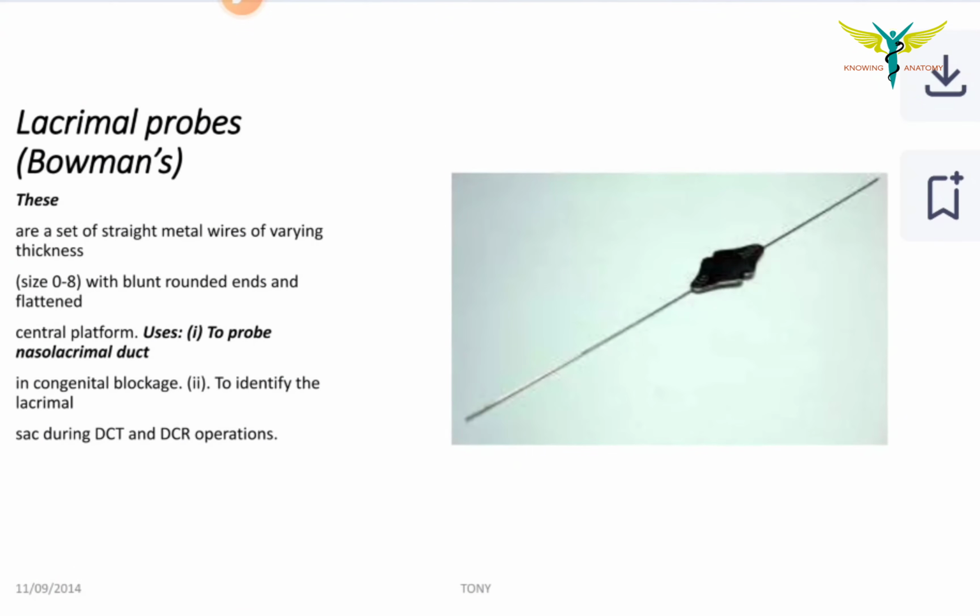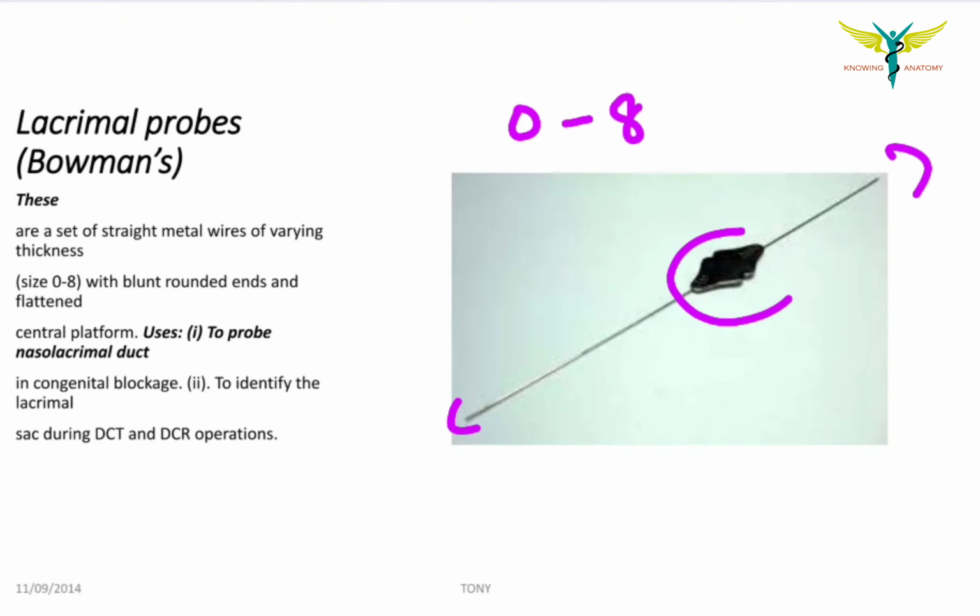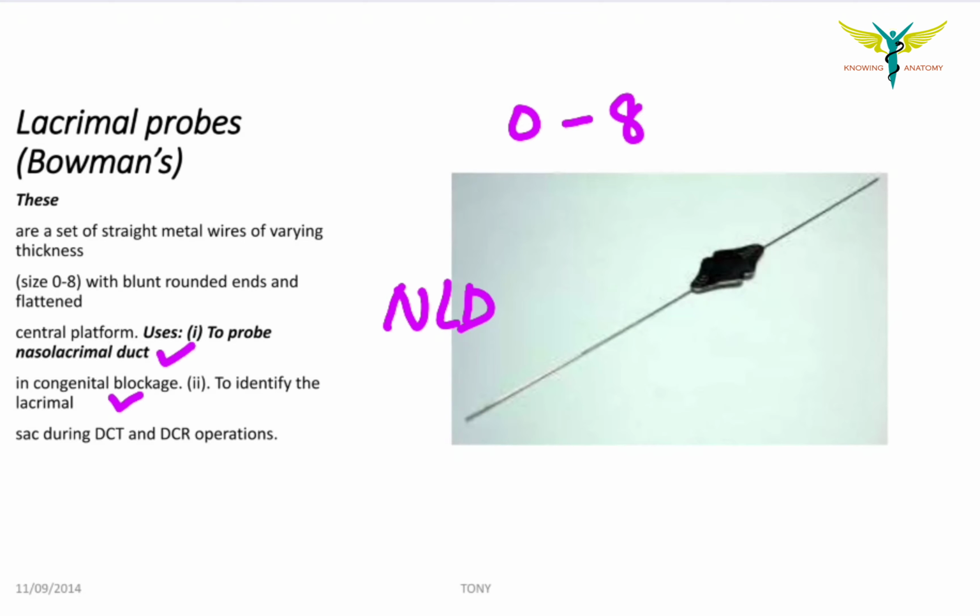blepharospasm. Lacrimal probes, also called as Bowman's probe. These are a set of straight metal wires of varying thickness. They are sized from 0 to 8, with blunt rounded ends with a flattened central platform. Uses. It is used to probe the nasolacrimal duct. In case of obstructed nasolacrimal duct, that is in congenital blockage, this probe is used, and to identify the lacrimal sac during the DCT or the DCR operations.